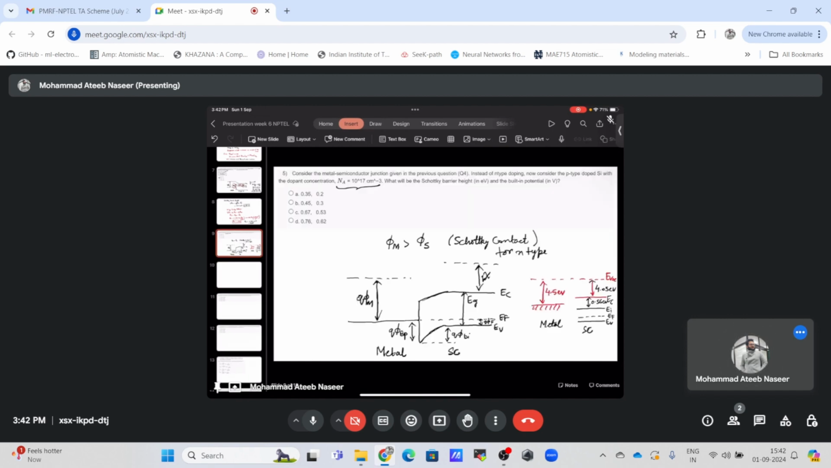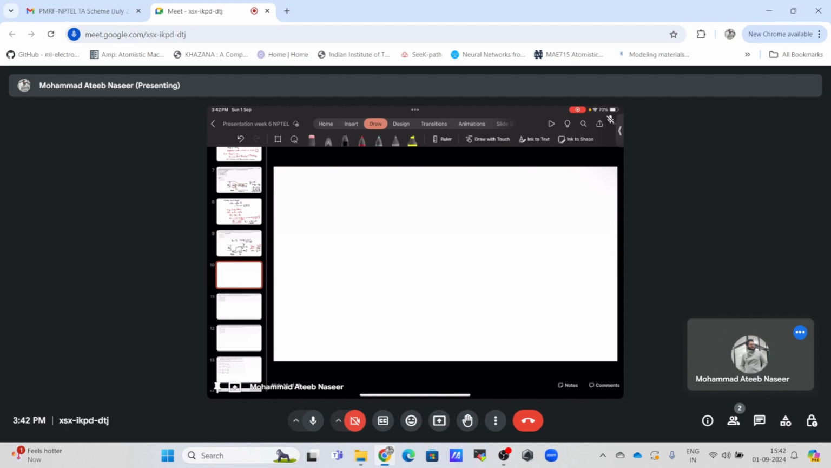Now from this energy band diagram we can clearly infer that this q phi B plus this q phi m is simply q chi s plus Eg. We can clearly say that q phi B on the p side plus q phi m, on the metal side, is simply equal to q chi plus Eg, using potential balance or energy balance.